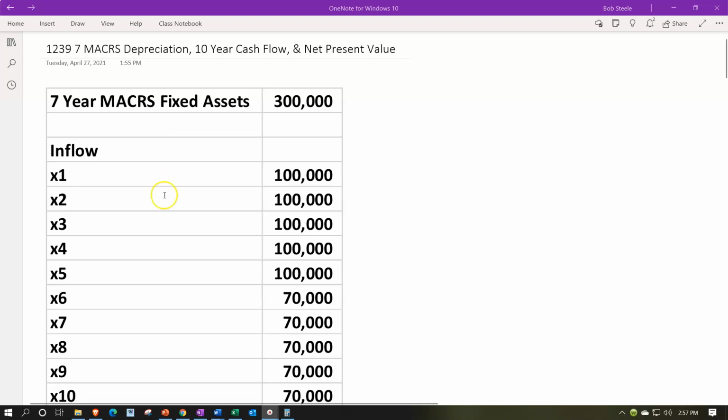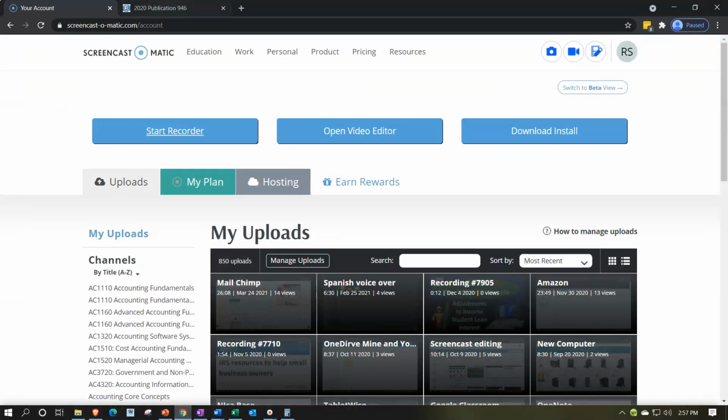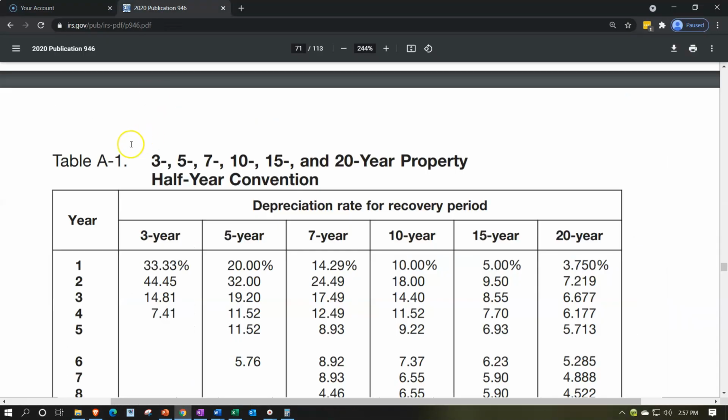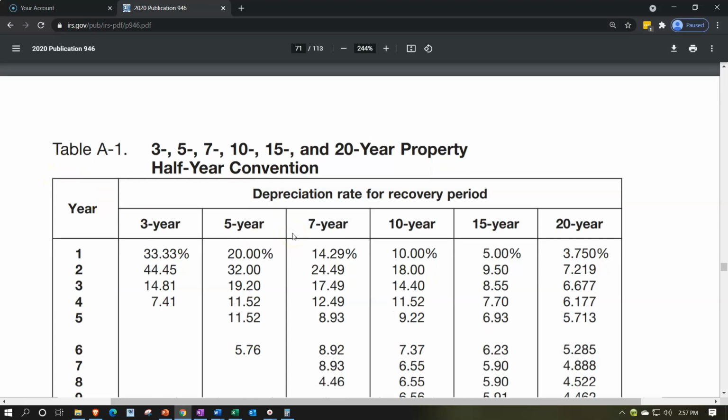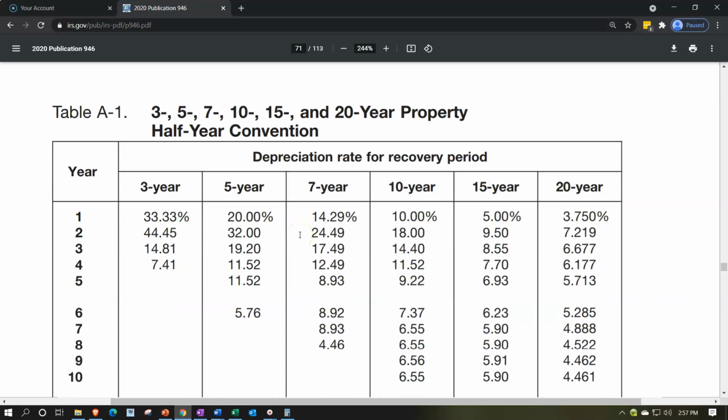So if we look at the publication, you can find this on the IRS website, irs.gov. We're looking at publication 946 for more information on depreciation. We're looking at table, in this case, A1, and the 7-year depreciation would be here. So you could use these rates if you would like to do your estimates. That might be a little bit faster.